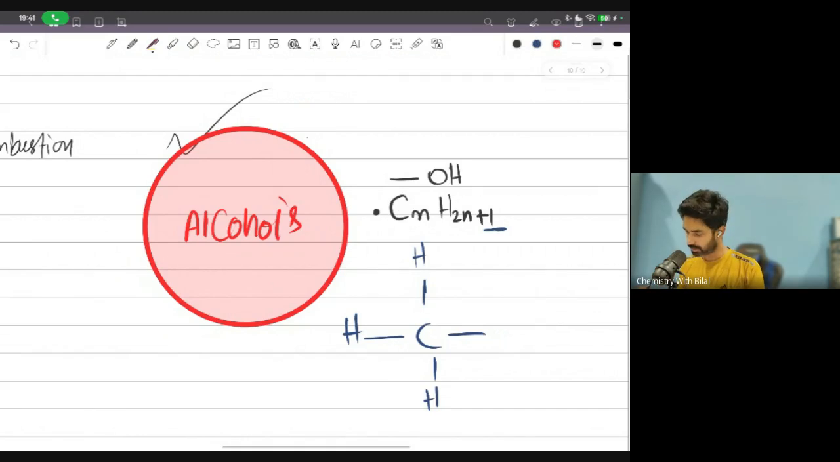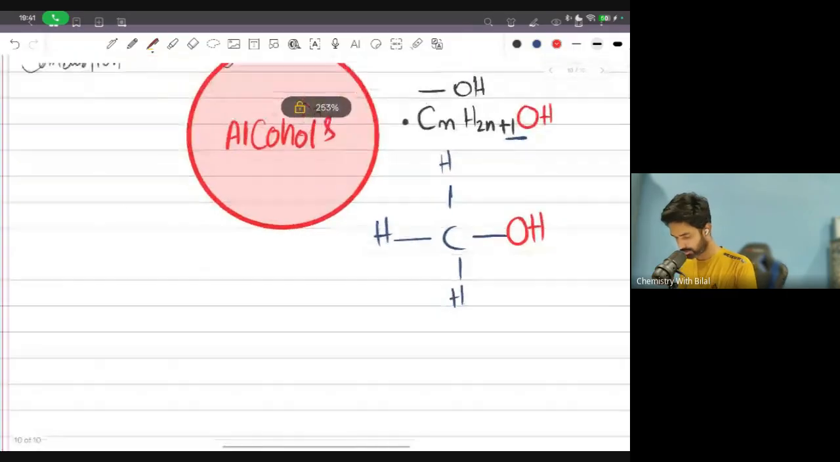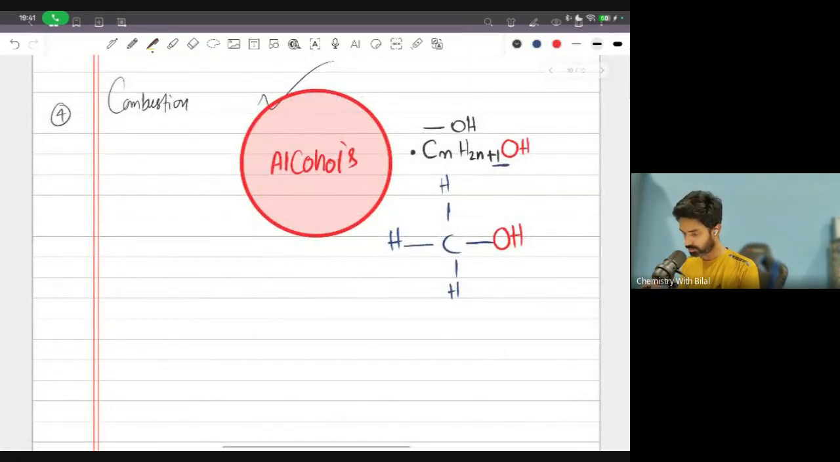और साथ हम क्या लिखेंगे हमेशा? So you replace that one hydrogen with OH. So that is the general formula. CnH2n plus 1 OH. Because we replace one hydrogen with OH. Got it? Okay. Let's understand the family of alcohols.